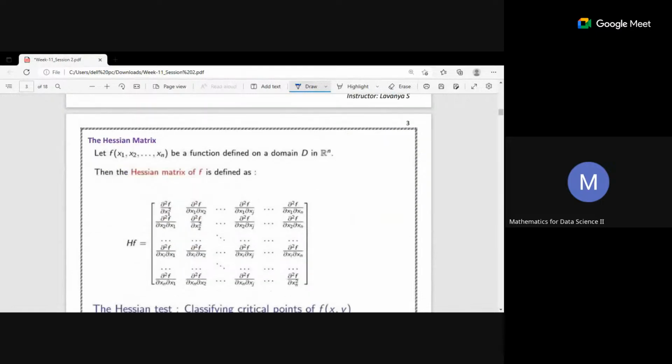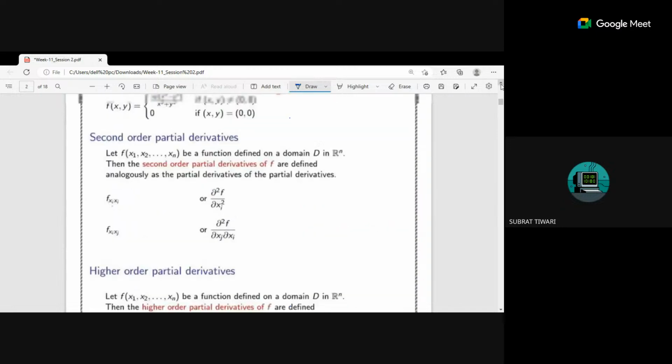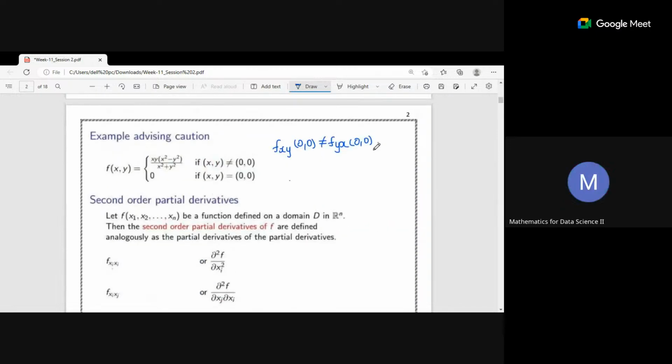Yes? Excuse me, ma'am. Can you roll up a bit? Sorry? Ma'am, can you please move to the previous slide? Yeah, yeah. Ma'am, in that zero when xy is equal to 0, 0, ma'am, that part I could not understand. This previous one? Ma'am, before this. This one? Yeah, this one, this example advising caution, ma'am, this part.